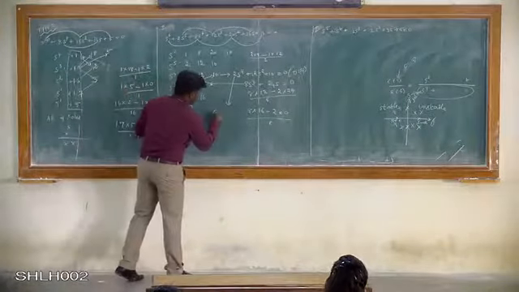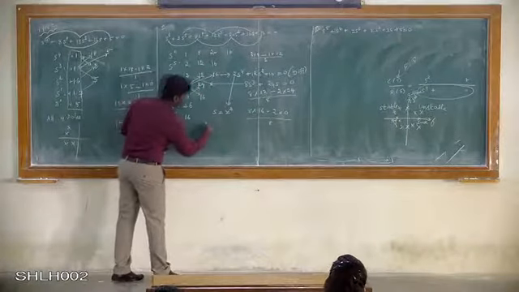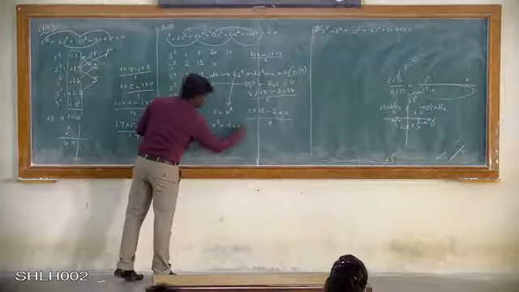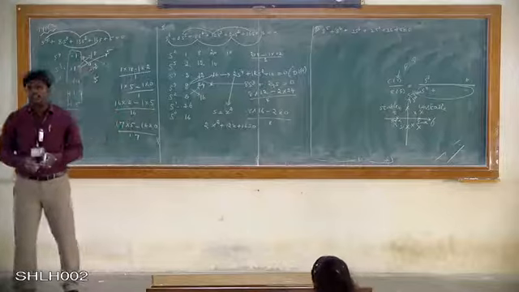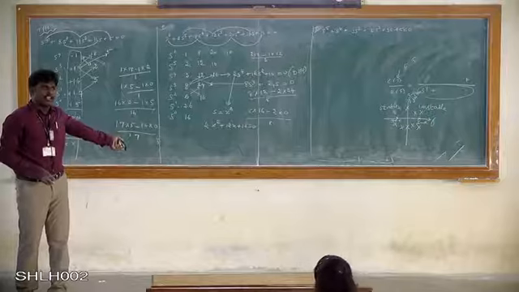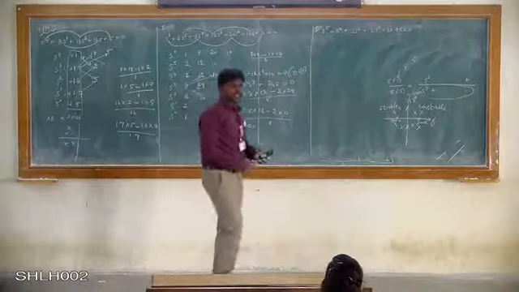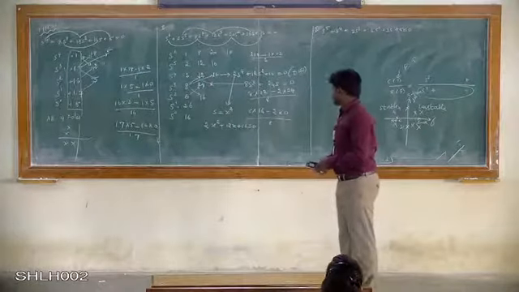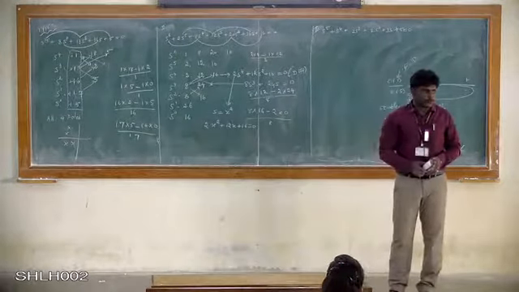Just substitute s is equal to x squared, then the equation will become x squared plus 12x plus 16 is equal to 0. Okay. Now find the roots for this particular equation and write. What are the roots? You will get x is equal to -2 and -4. Just check.